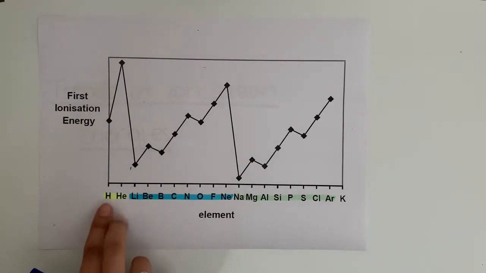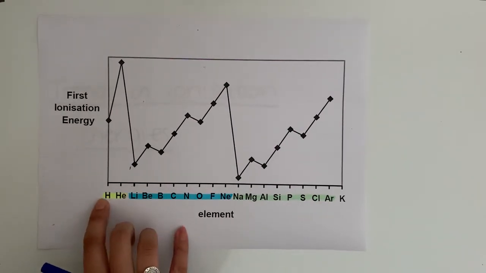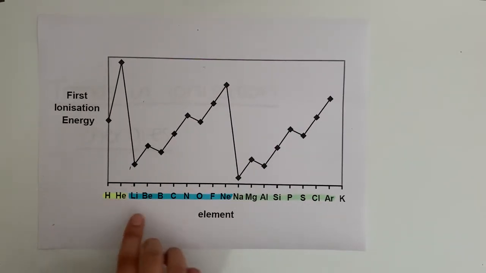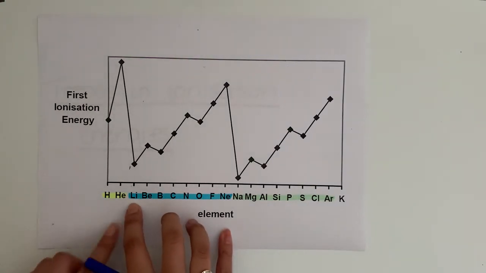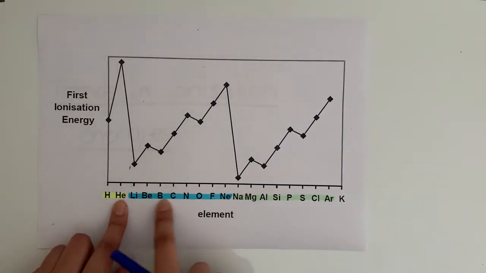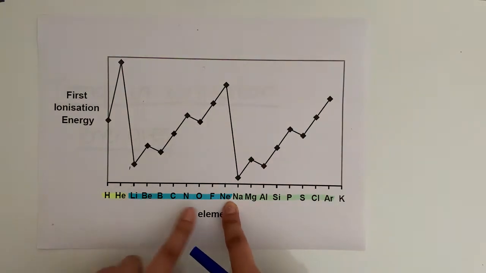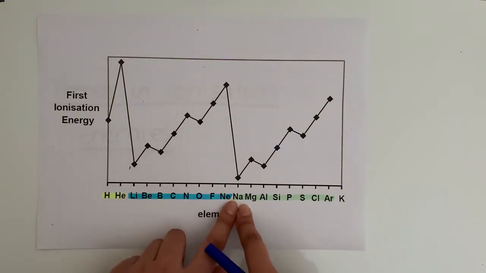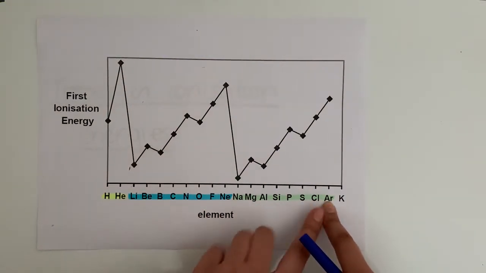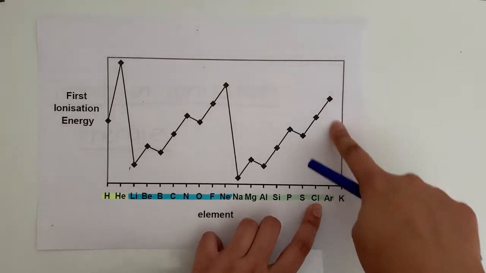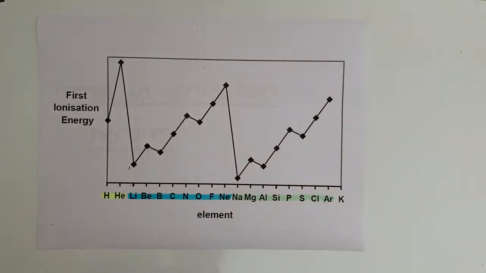All I've done is highlight each period. This is period 1, which only has hydrogen and helium. Period 2 goes from lithium all the way to neon, and then we go back down to the beginning of period 3. Then we go to period 4, which hasn't been included on this graph. So this is the ionization energy for the first 3 periods, the first 18 elements.